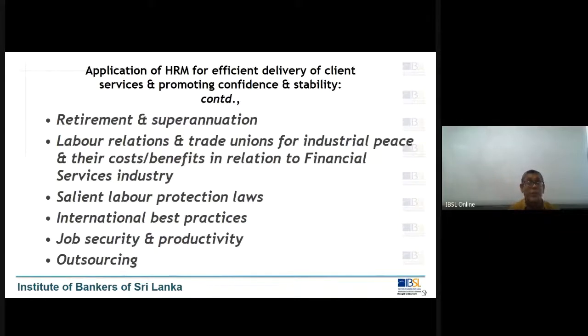And also, so many things: retirement, superannuation, labor relations, some protection laws, outsourcing, right? Now, in banks, a lot of activities are given to outsource. Security, then janitorial works, sending FD renewal notices, also outsourcing. So banks have taken a lot of outsourcing initiatives. We're going to discuss what outsourcing is and what the benefits are.